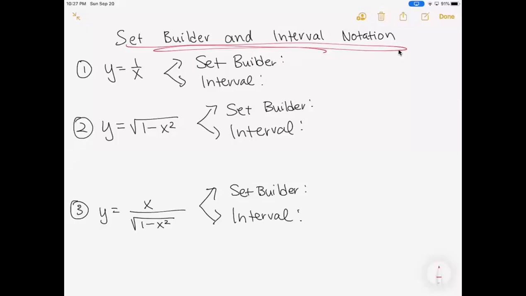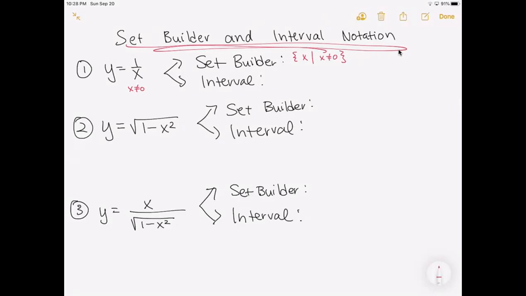In this video, we're going to go over set builder and interval notation with these three examples. So the first thing that you need to consider is the domain of the function. For number one, it's a rational function, and we know that the denominator cannot equal 0. The denominator is x, so I'm going to set x cannot equal 0. Therefore, our set builder: I'm going to write x such that x cannot equal 0, because we're talking about all real numbers.